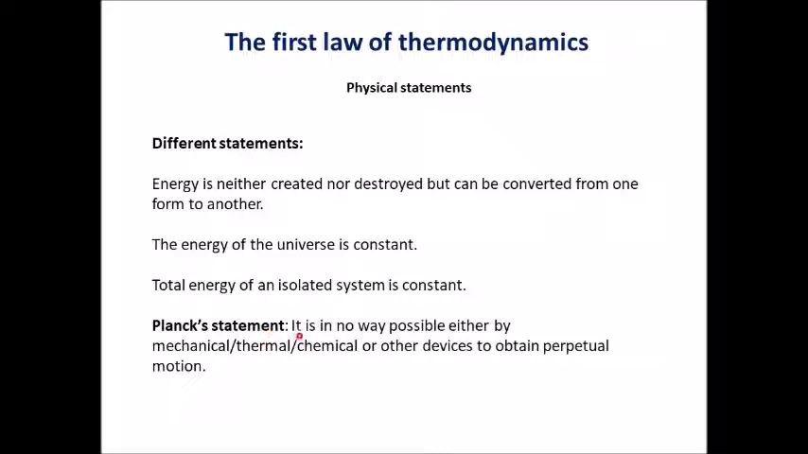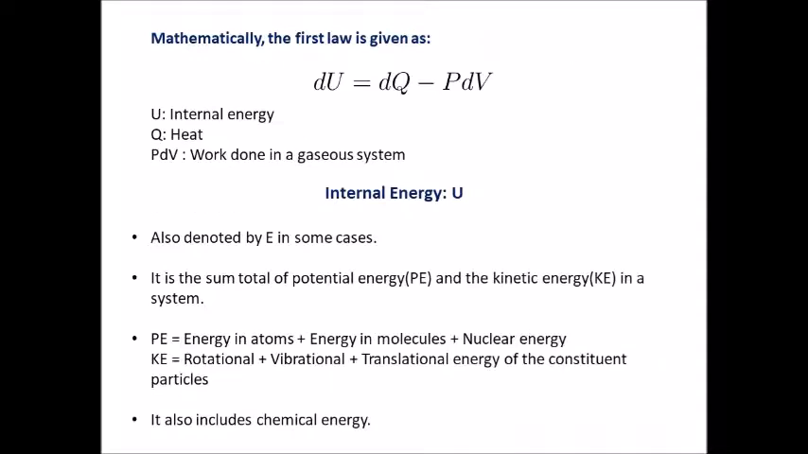Now, Planck's statement is, it is in no way possible either by mechanical or thermal or chemical or other devices to obtain perpetual motion. Mathematically, the first law is given as dU is equal to dq minus pdV. What is U? U is internal energy, q is heat, and p is the pressure of the system, V is the volume of the system. dV shows the change in the volume of the system.